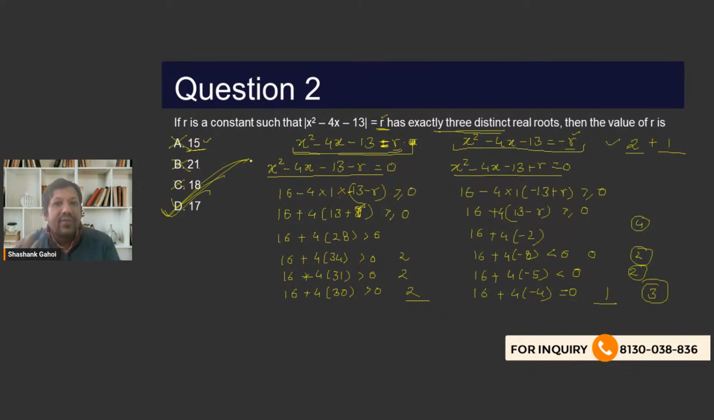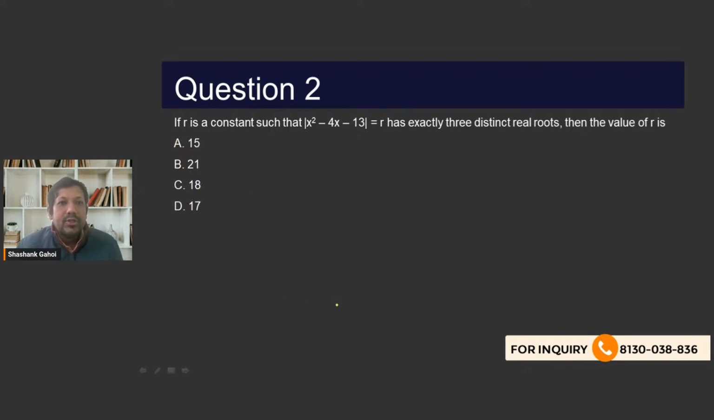Now that is one way of solving the question. Now what is the second way of solving this question? What we can do, right? So I know that I am going to get two quadratic equations. Let me erase it at first. So I am going to get two quadratic equations.